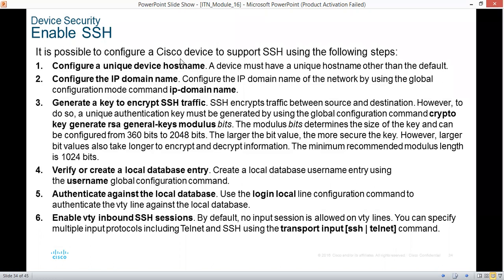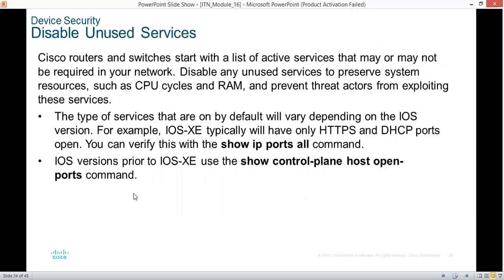It is possible to configure a Cisco device to support SSH using the following steps. Configure a unique device host name, configure the IP domain name, generate a key, encrypt SSH traffic, and all of that. In the next configuration we'll add as many security commands as possible to make it quite complicated, so that we use most of these commands and make them handy. In every topology you define, you can actually do a lot.